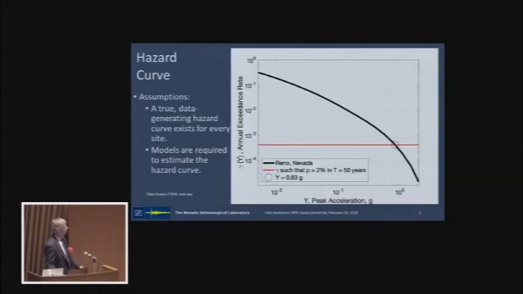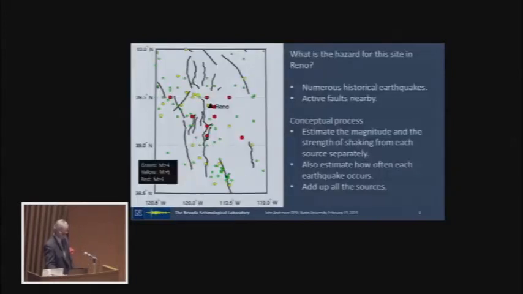And models are required to estimate the hazard curve. To set up these models, this is an example for the Reno area where we have active faults and we have historical earthquakes. And so the conceptual process to build this hazard map is to estimate the magnitude and the strength of shaking from each possible earthquake source. We also have to estimate how often each of these earthquakes occur, and then we add up all the sources. So that is the conceptual basis.